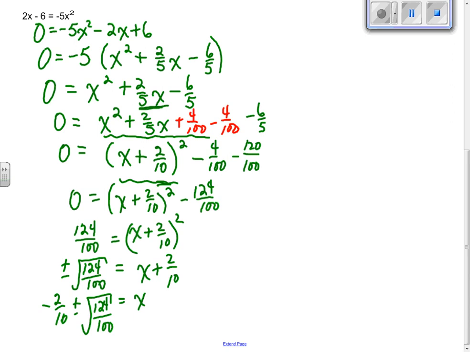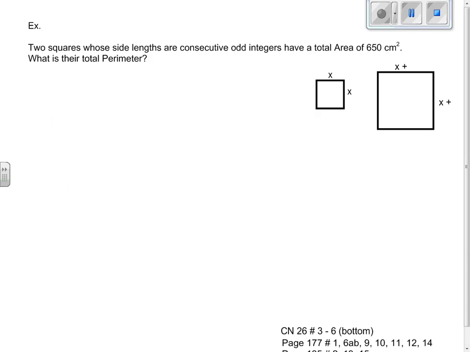Tomorrow we'll give you one more, much easier strategy to help deal with ones that are this ugly. Let's do one word problem before we work on homework. For example, you have 2 squares whose side lengths are consecutive odd integers and have a total area of 650 centimeters squared. What is their total perimeter?